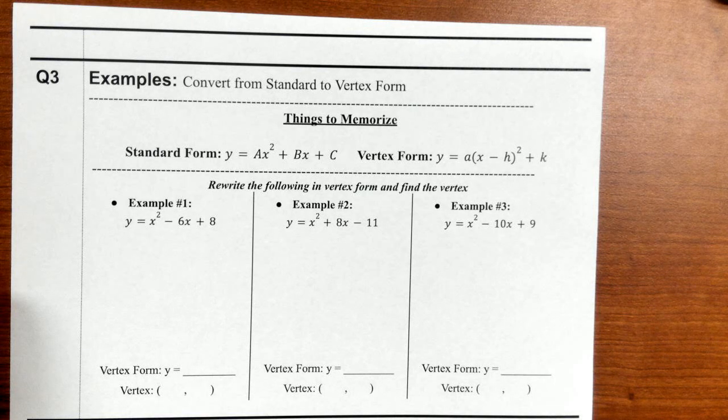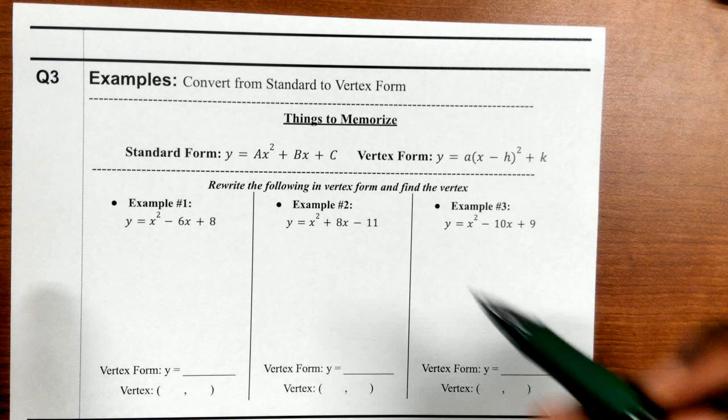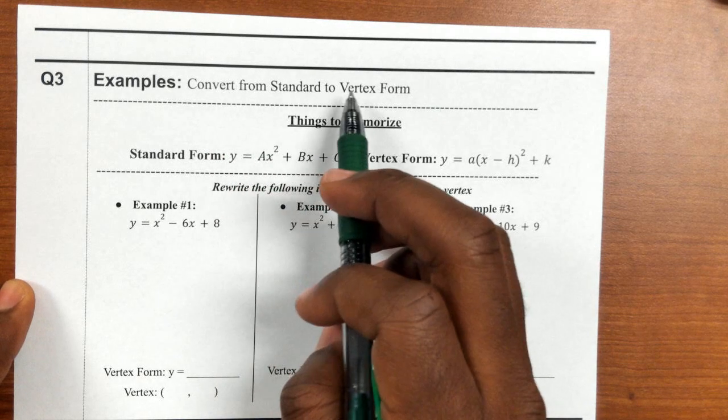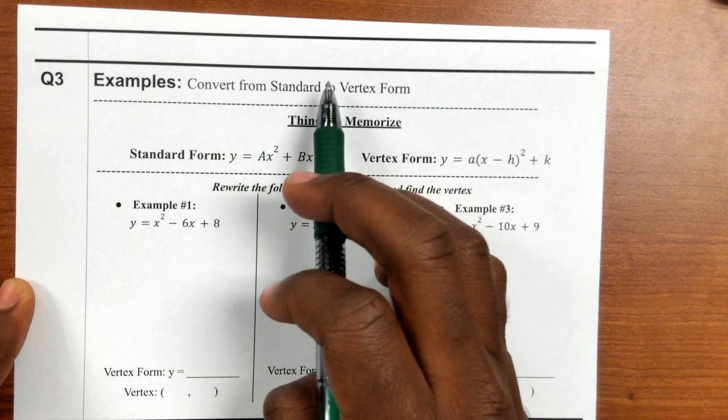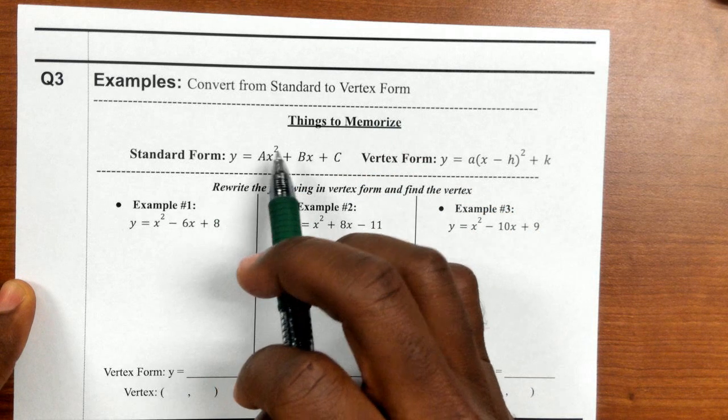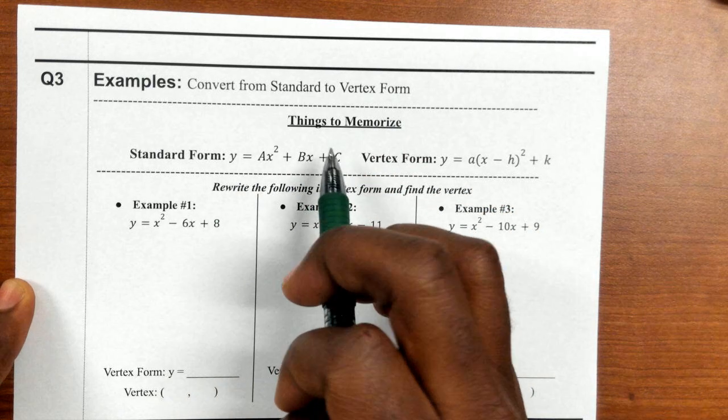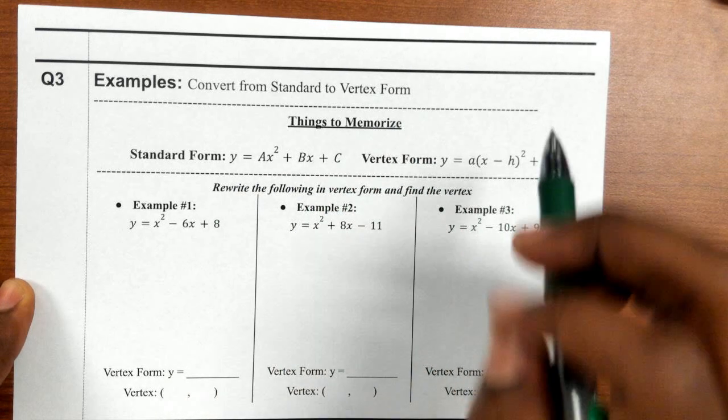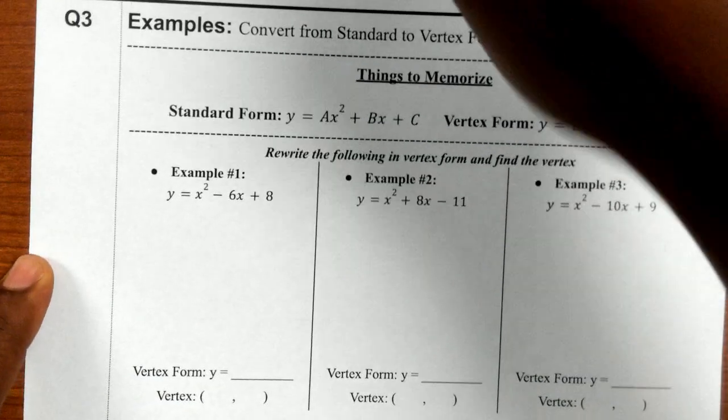Unit 7, question number 3. Question number 3 wants us to convert from standard form of a quadratic to vertex form, alright? So standard form is this form right here, and we need to convert it to vertex form. So let me show you how we would do it.